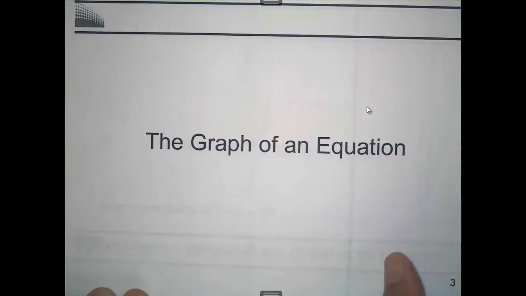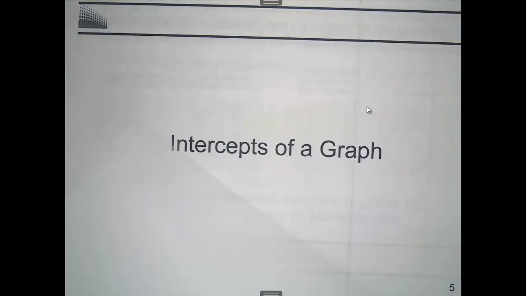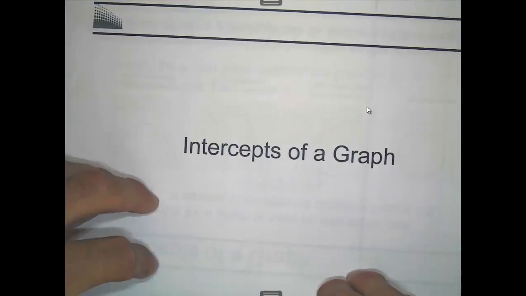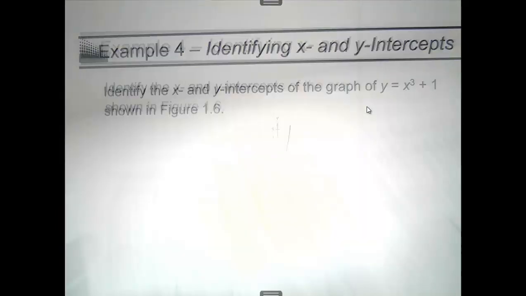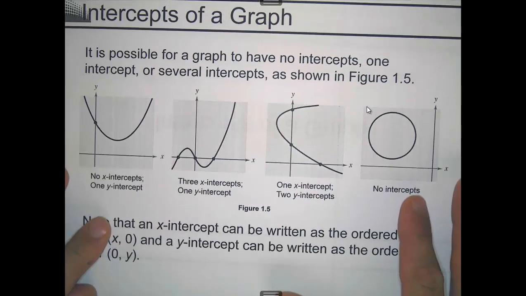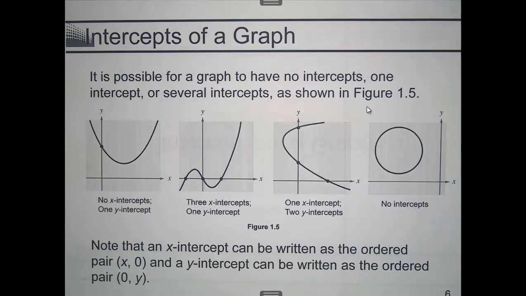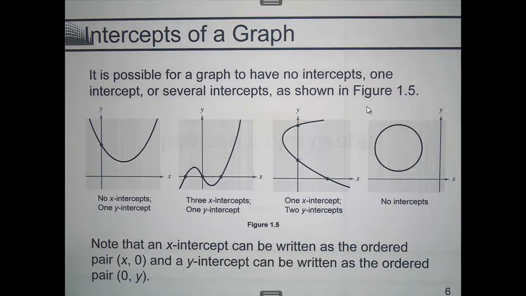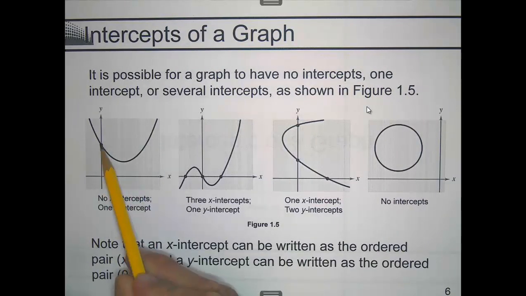Okay, next is the graph of an equation. So let's look at, next is intercepts. Let's look at intercepts. All right, so intercepts of a graph right here. Okay, so intercepts, it is possible for a graph to have no intercepts, like this parabola right here doesn't have any x-intercepts. It does have a y-intercept here.